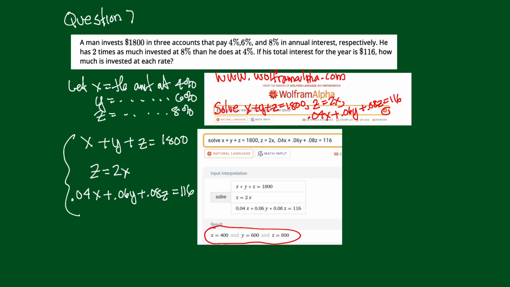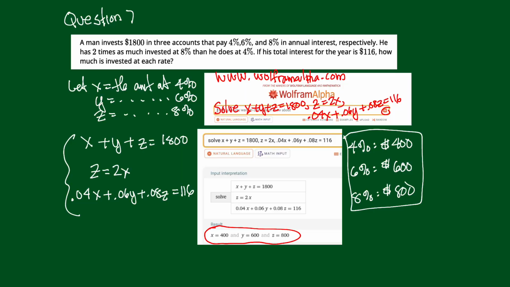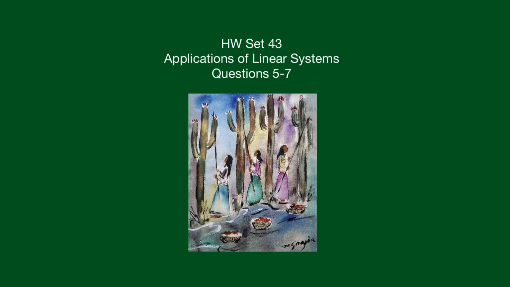So let's just write our solution. Now here's the question. How much is invested at each rate? All right, so we have 4%, 6%, and 8%. How much at each one of these rates? Well, x is 400, so $400. Oh, how interesting this is. $600, and at 8% it's $800. There is our answer to this question. And that ends this part of homework set 43.